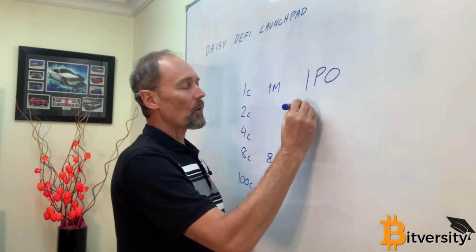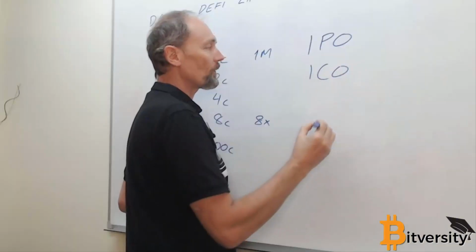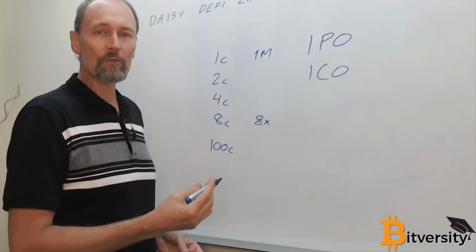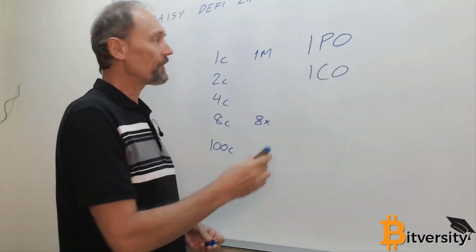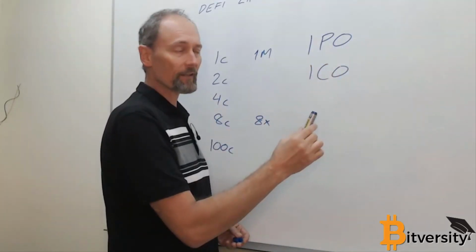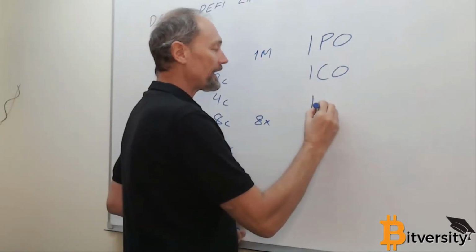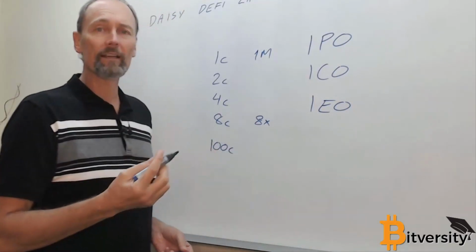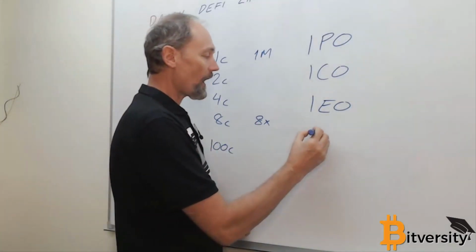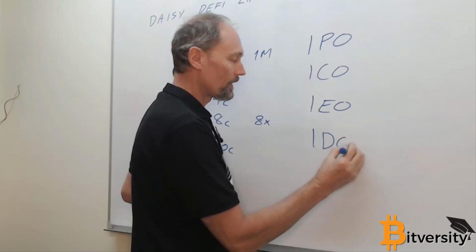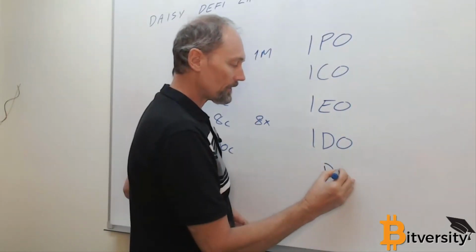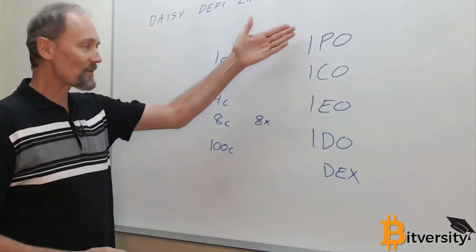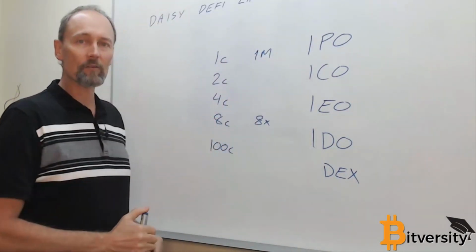Then you've got what we'll call an ICO, which became popular in 2017, an initial coin offering, versus an initial public offering. Then you've got an IEO, which is an initial exchange offering, or in Daisy's case, an IDO, where the D stands for decentralized exchange. You don't need to know all this, of course. I'm just putting it into perspective.